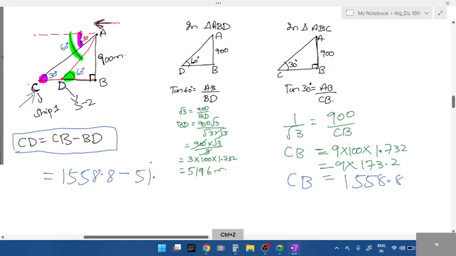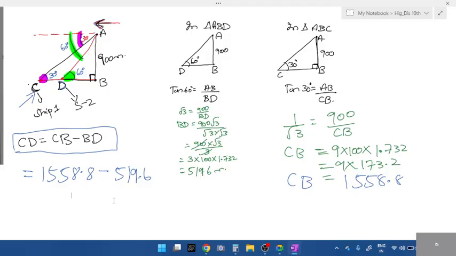No, wrong answer. Think practically, I mean, around 1500, right? In 1500, if you minus 500, it should be more than 1000. It should be more than 1000. You have to subtract it. Correct. That is the distance between two ships.